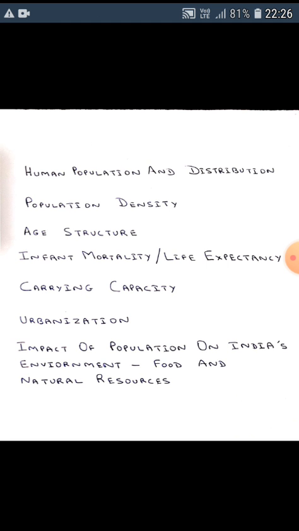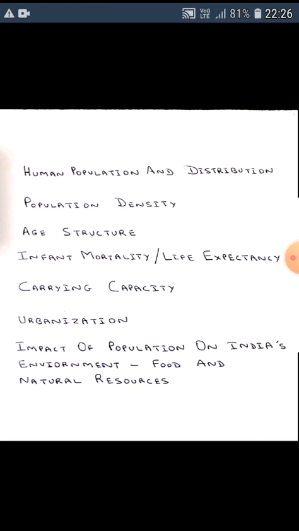Infant mortality and life expectancy. Infant mortality is one of the most tragic indicators of poverty of a country. It also sets the parameters of life expectancy, that is, the average number of years that a newborn baby is expected to survive. The world's highest life expectancy is that of Japan, which is 79 years. Japan enjoys high literacy and high standard of living.